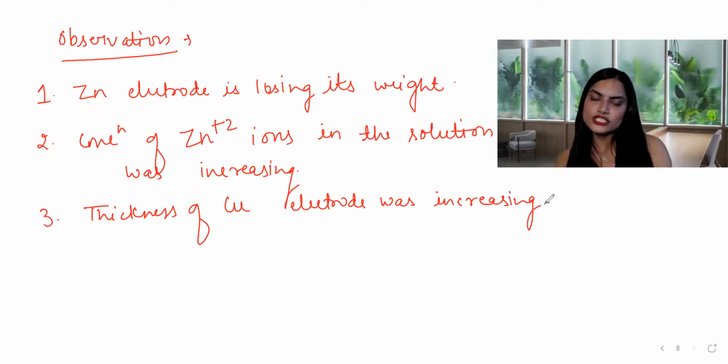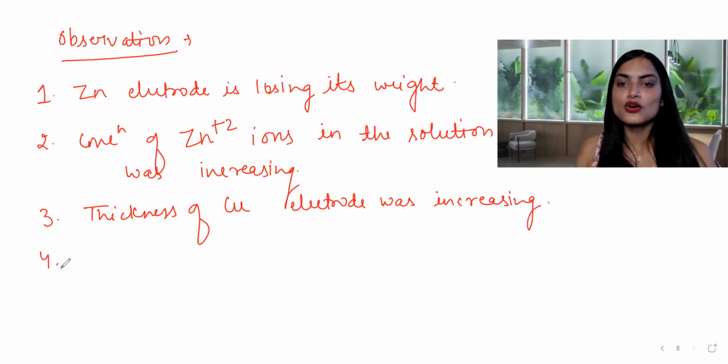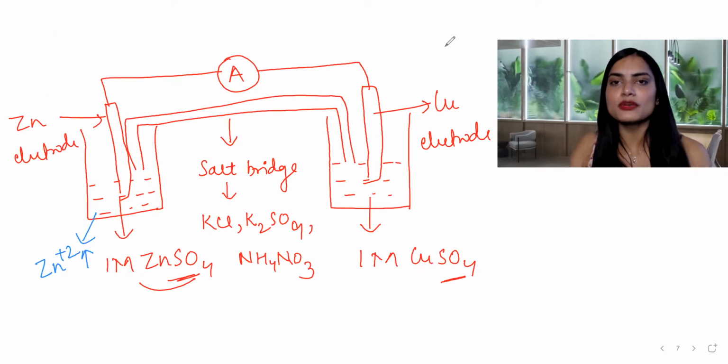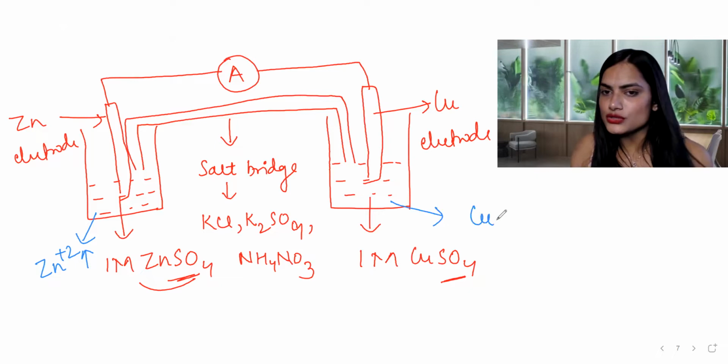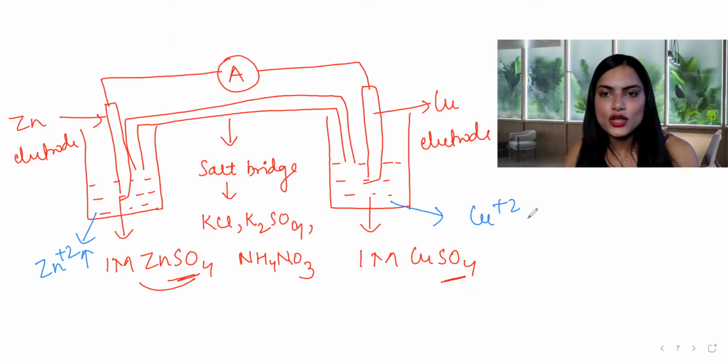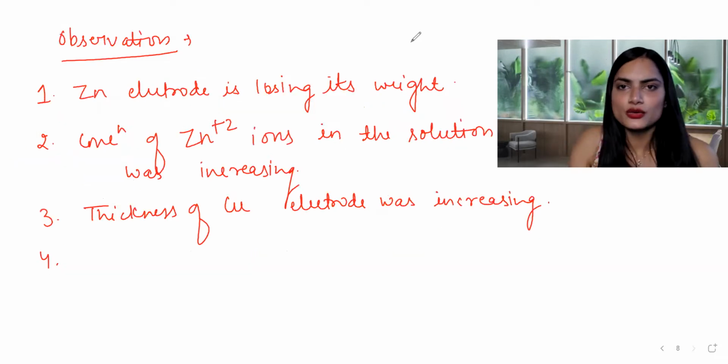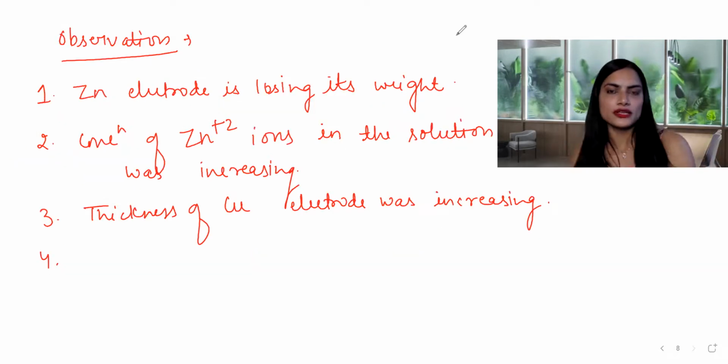The thickness of the copper electrode was increasing. Also, the concentration of copper plus 2 ions in the solution was decreasing. So these observations must be related to something. Something must be happening here.